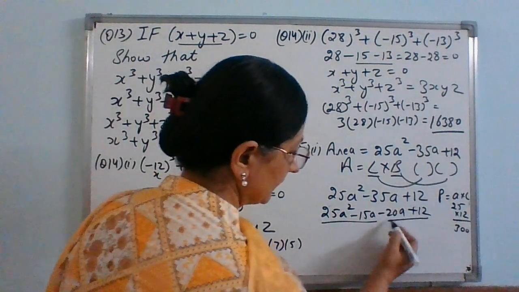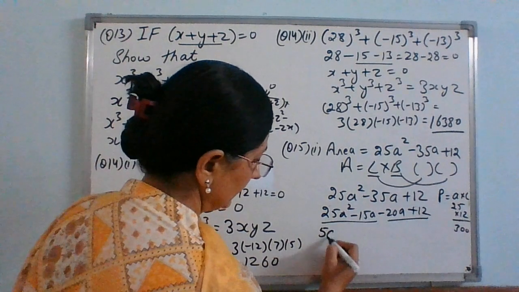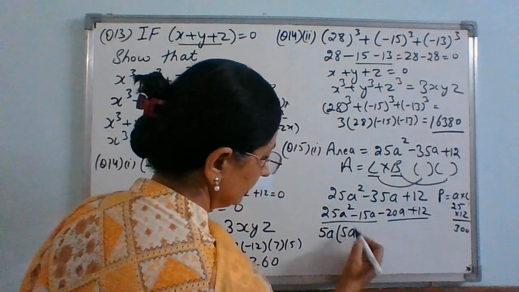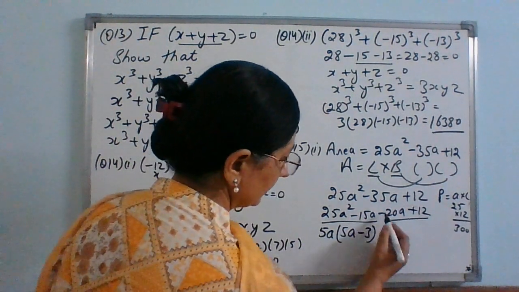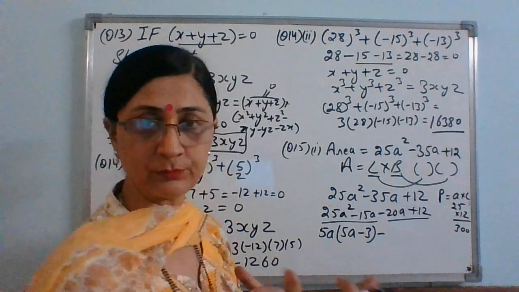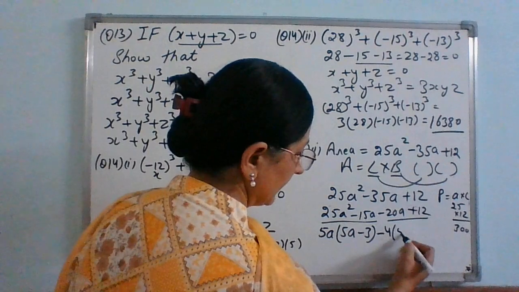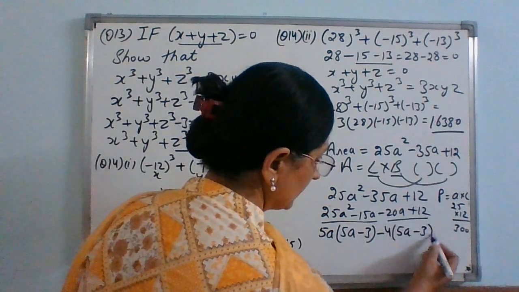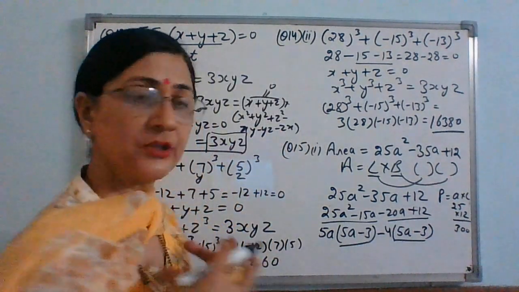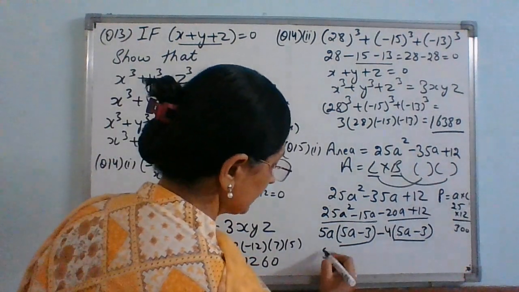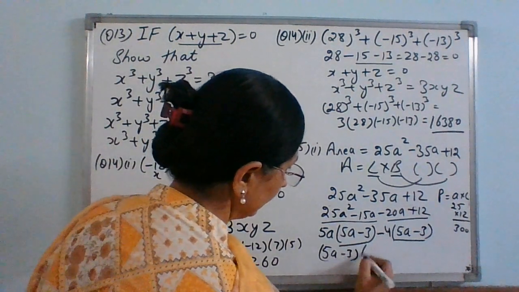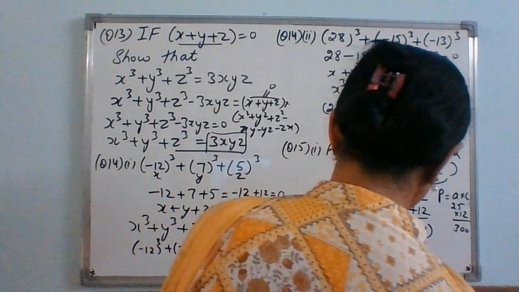So the next rule is to take out the common factor. 5a is common here: 5 5s are 25, a, and 5 3s are 15. Here there is a minus sign, so we have to take the common factor as it is. Here 4 is common: 4 5s are 20 and 4 3s are 12. This bracket has to be the same. So splitting is correct. So 5a minus 3 and 5a minus 4.